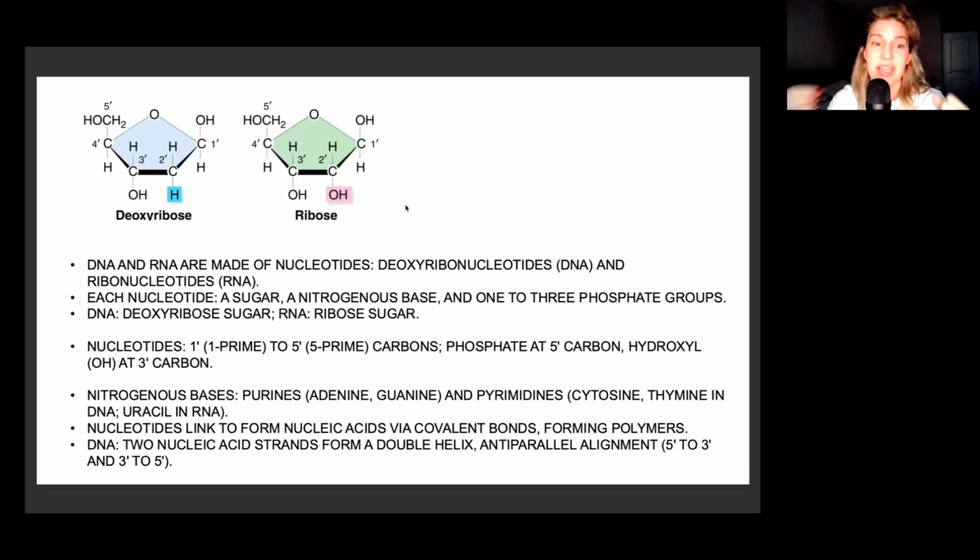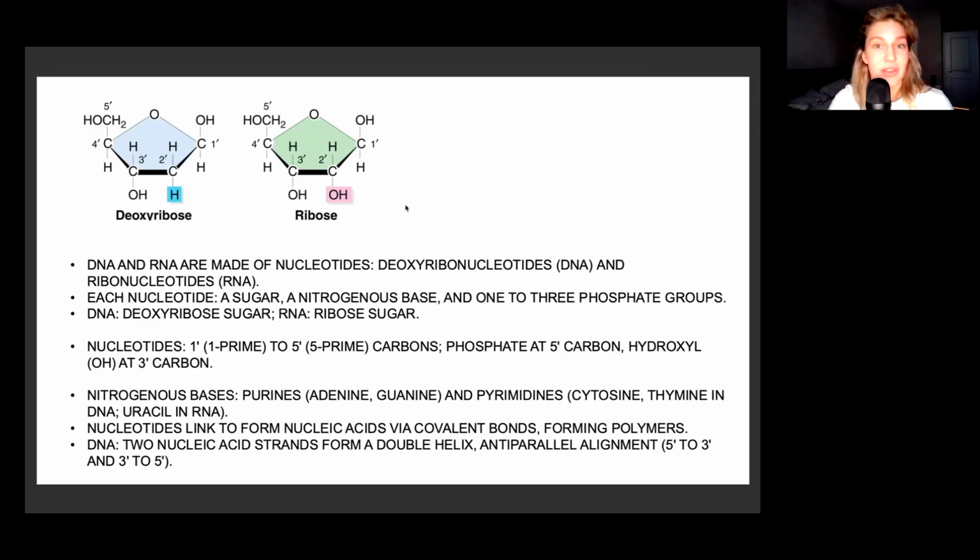We also need to understand that each nucleotide has a sugar, a nitrogenous base, and 1 to 3 phosphate groups. Specifically, DNA has a deoxyribose sugar and RNA a ribose sugar. We also need to clarify that in nucleotides we have 1 to 5 prime carbons, and the phosphate is located at the 5 prime carbon, and the hydroxyl or OH group is located at the 3 prime carbon.